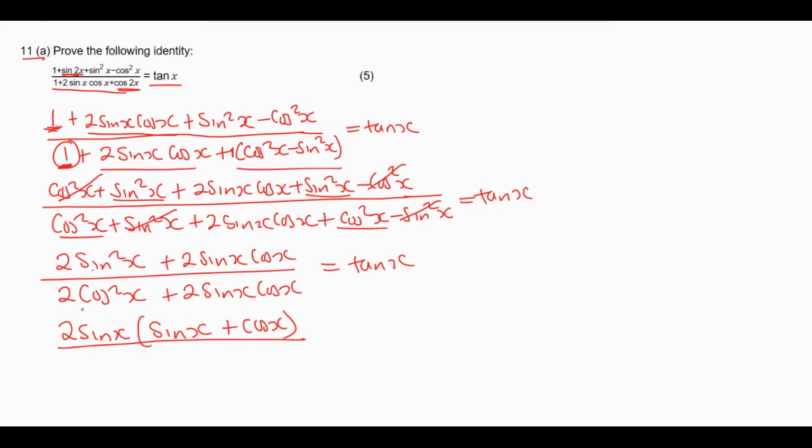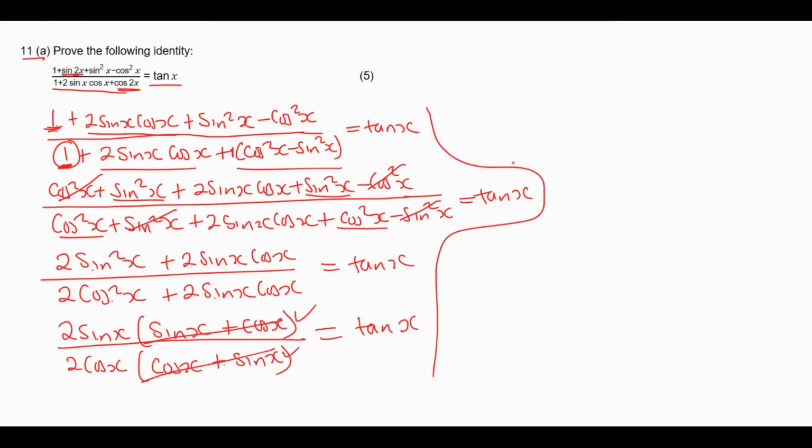Here we can factor out 2 cos x. 2 cos x, and then 2 cos squared x divided by 2 cos x, we remain with cos x. 2 sine x cos x divided by 2 cos x, we get sine x. These two brackets are just the same. Remember, addition is commutative, so sine x plus cos x is just the same as cos x plus sine x. So this bracket divided by this bracket, we remain with 1.